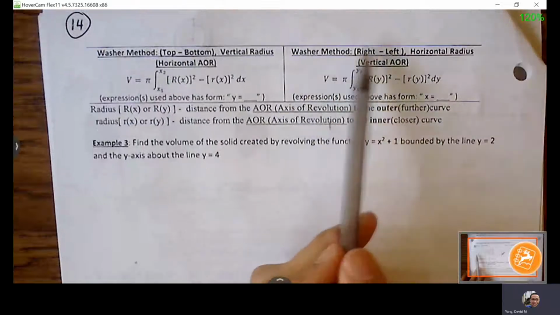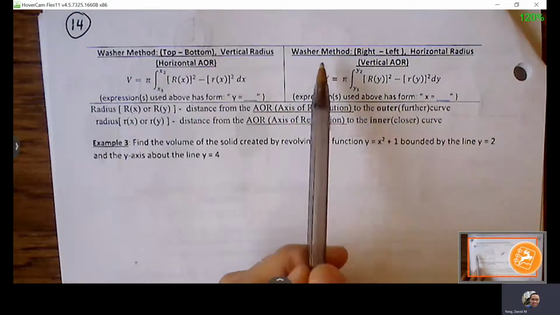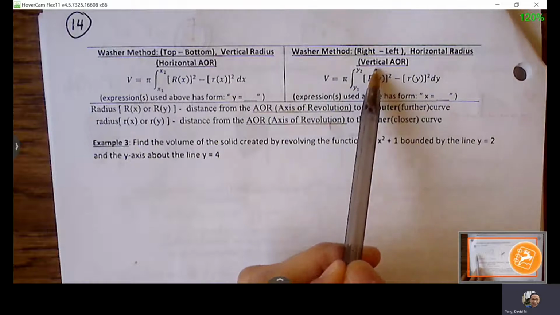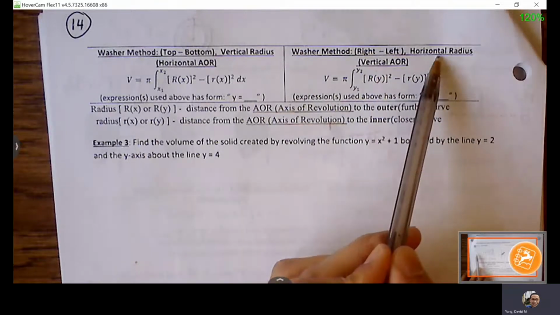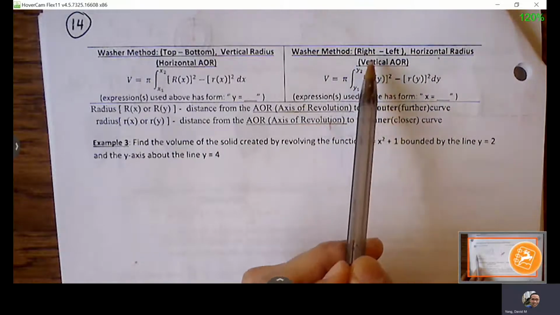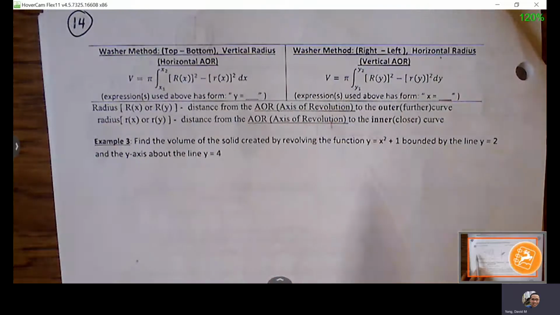What if we had a vertical axis of revolution? So we're going to look at example 4, but I'm going to turn your attention to the formula that we have here. A vertical axis of revolution means that we have to draw a horizontal radius. If you draw a horizontal radius, you have to do right minus left. If it's right minus left, then you have to rewrite your equation, right?